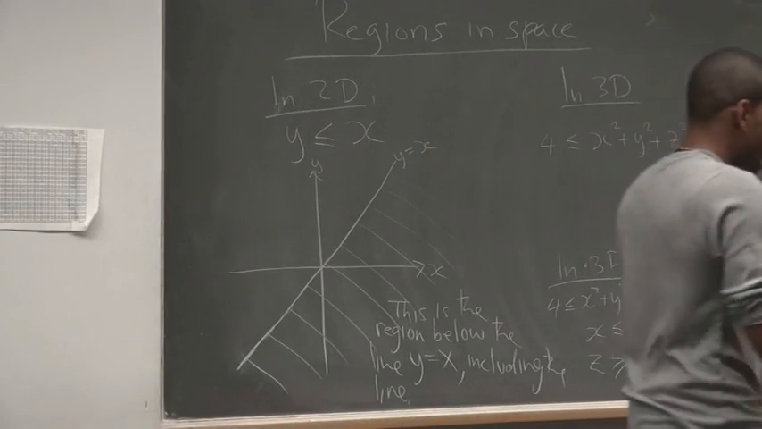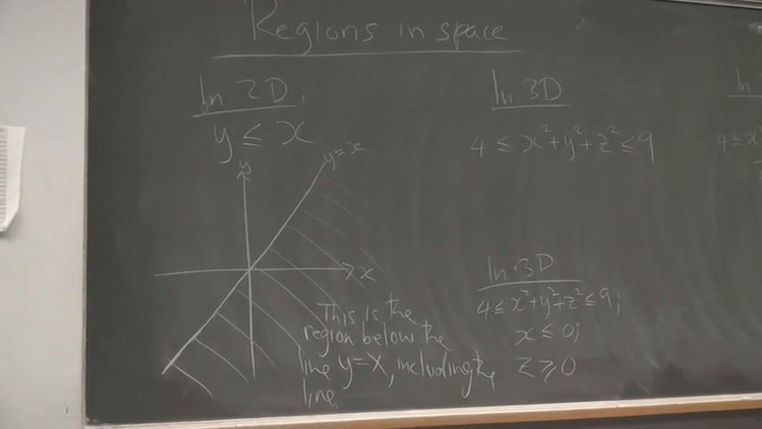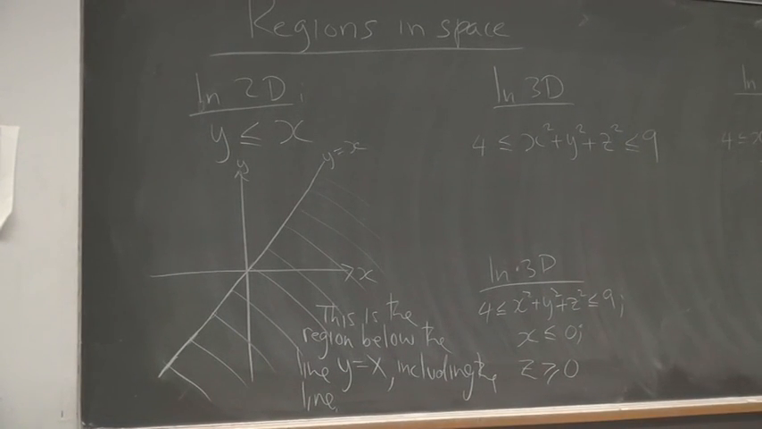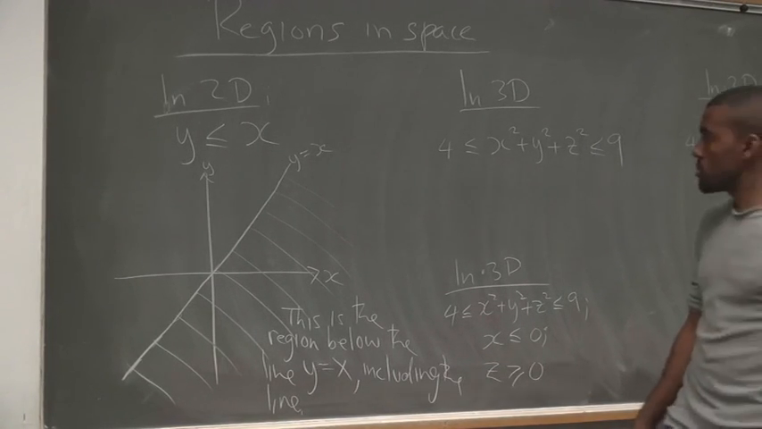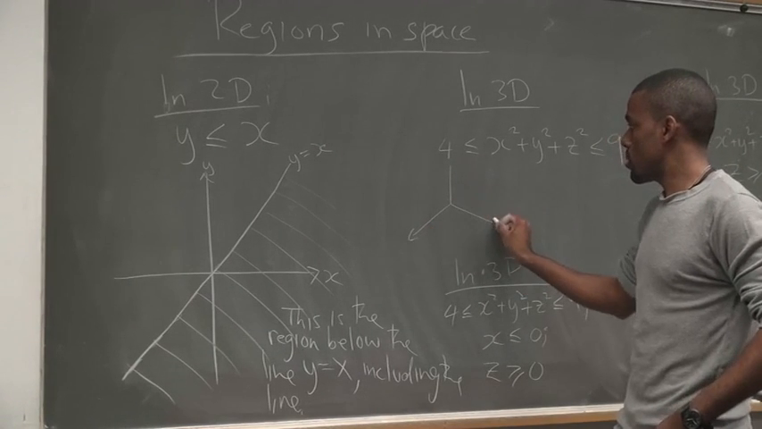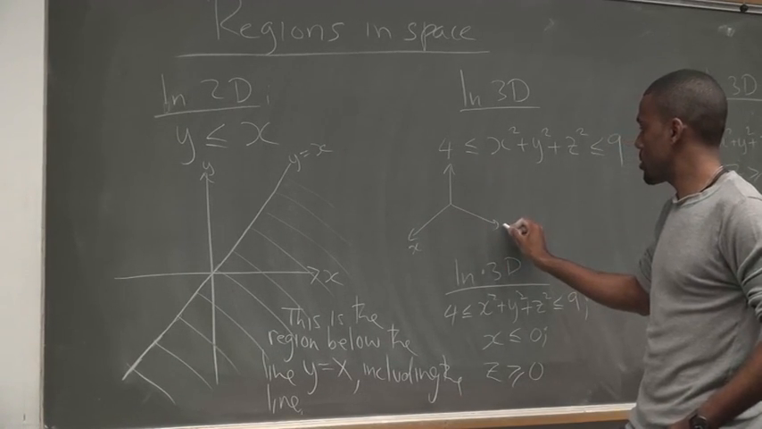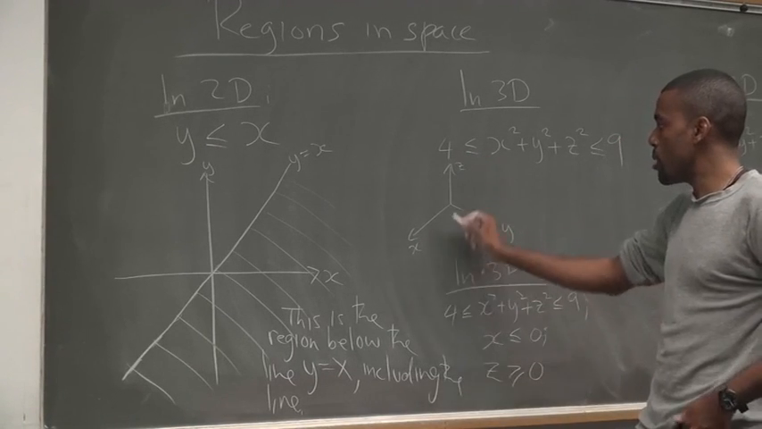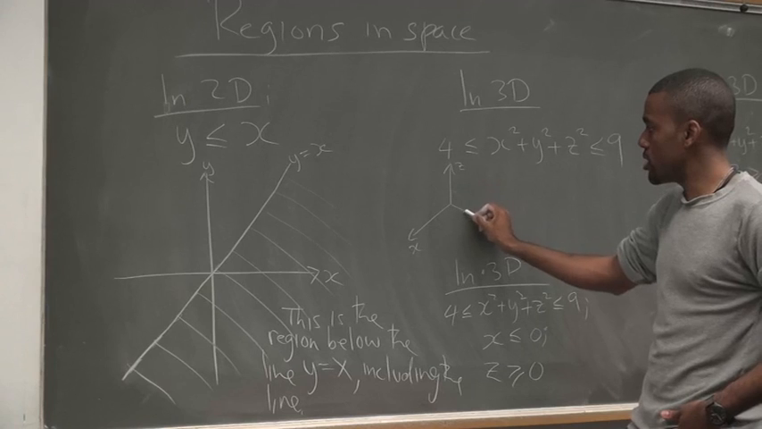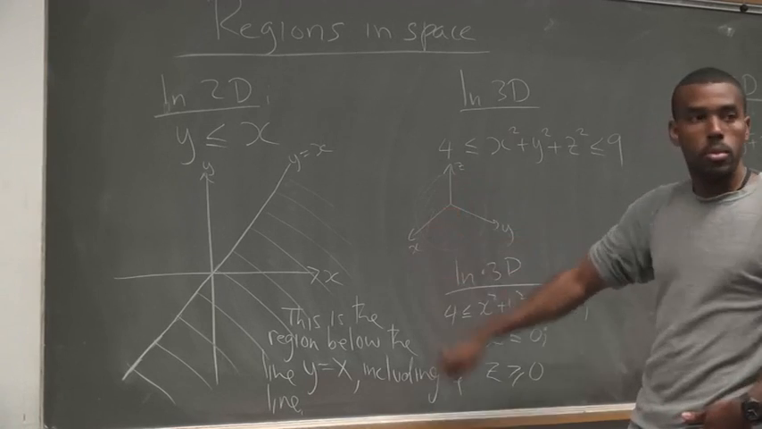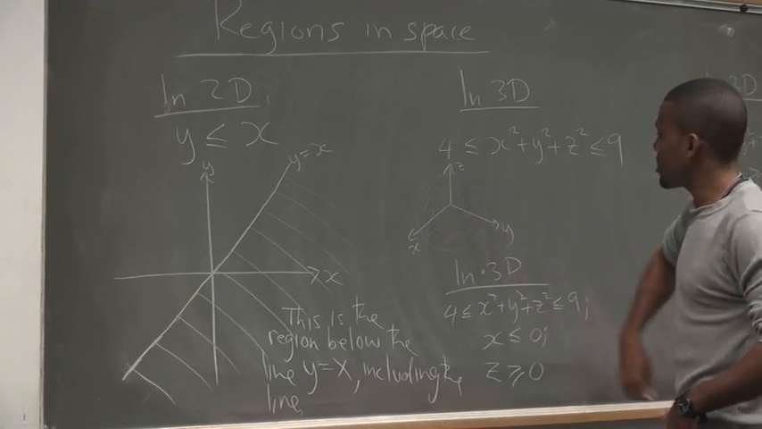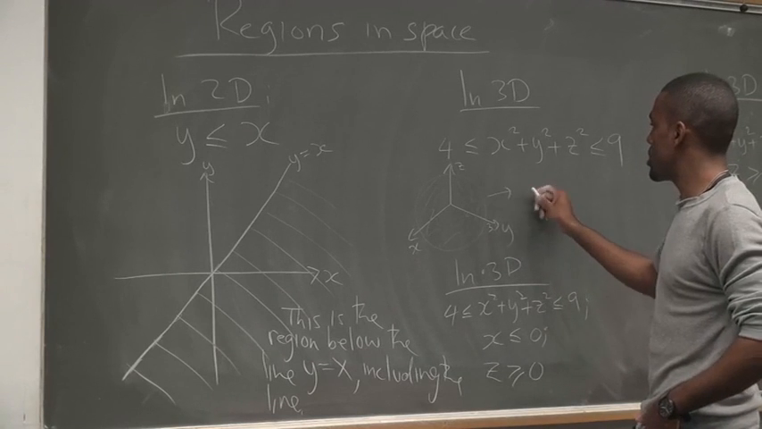Give me a similar description for these that I've written on the board. So the first one would be, starting at the origin, a sphere of radius 2, and then another sphere of radius 3, and it's the space between and including those spheres. It's sort of a hollow ball, right? There's a sphere of radius 2, another sphere of radius 3, and we want the region in between them. So this is 3.